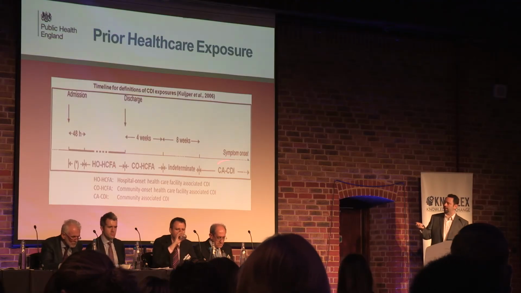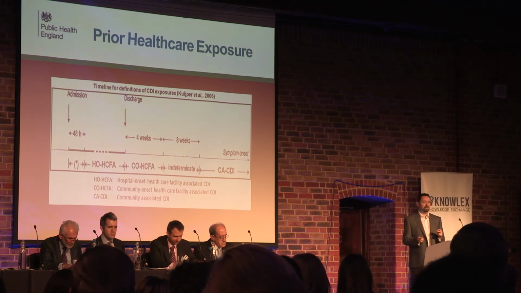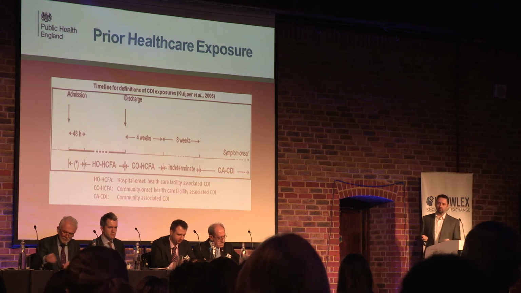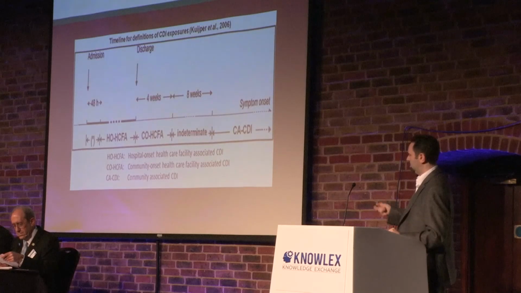The ECDC, or CDC as well, have adopted this algorithm, which states that if you haven't had exposure to an acute trust within 12 weeks, that's when they really consider your C. difficile infection to be community-associated C. difficile. So this is something we're starting to look at with our data, trying to see for those community onset cases, when was the last time the patient was in hospital, and that will let us chop up the cases into these various groups.